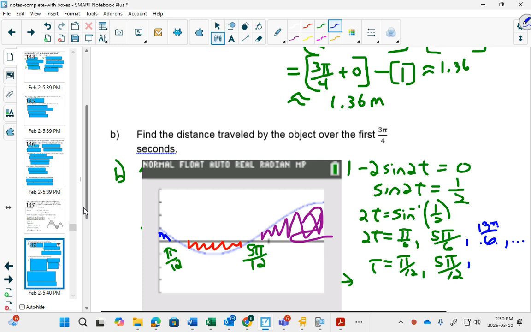And then when you want to solve for t, you have to divide by 2 or multiply by half. If you kept on going, this would be 13 pi over 12. But we're only looking in the first 3 pi over 4 seconds. 3 pi over 4. Oops. Careful. Is 9 pi over 12. Can you see that 13 pi over 12 isn't in that range?